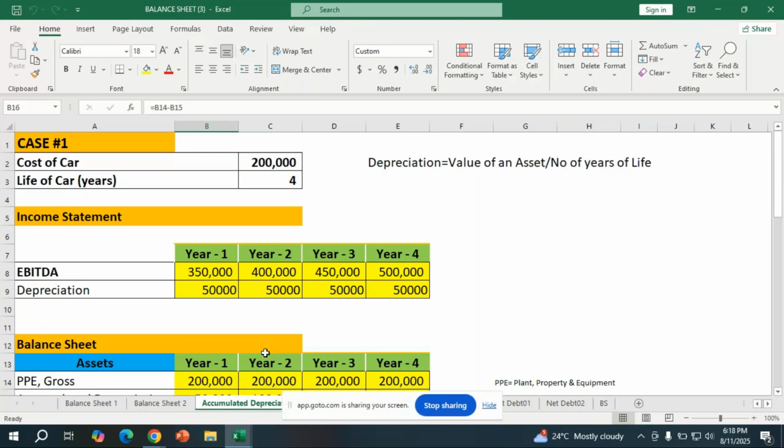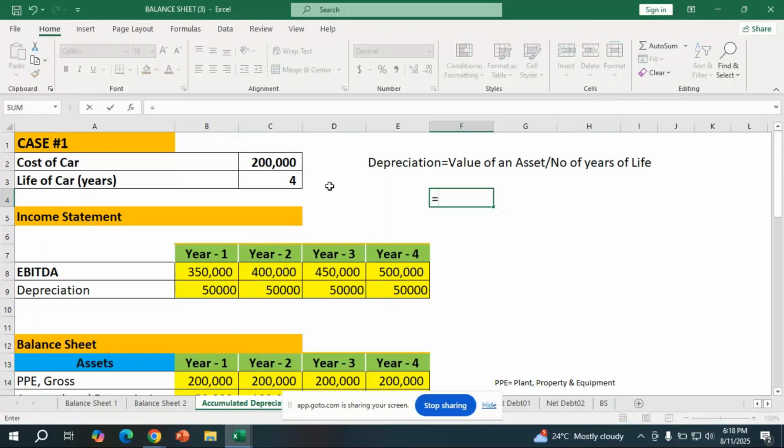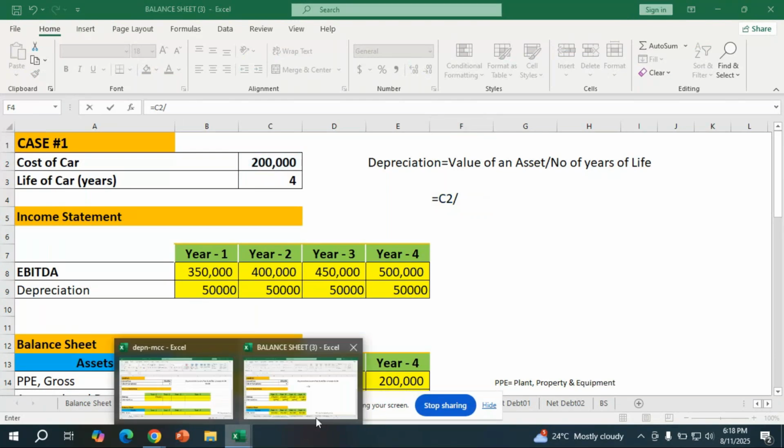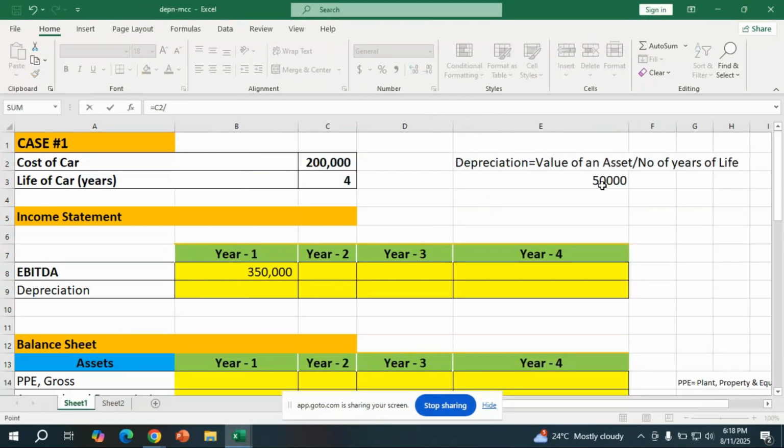So here, how do you calculate the depreciation? It is 2 lakh divided by 4. Usually, how do you do it? The value of the asset divided by number of years of life. So if we take this statement as a base, depreciation equals value of an asset divided by number of years of life. So just calculate and see, equals the value of the asset divided by the life.